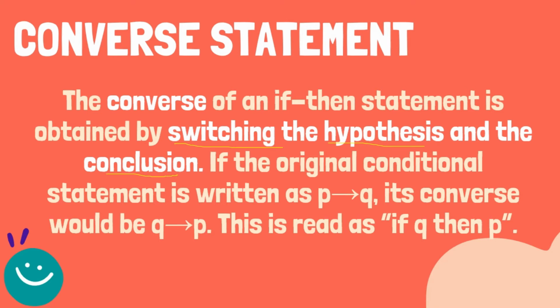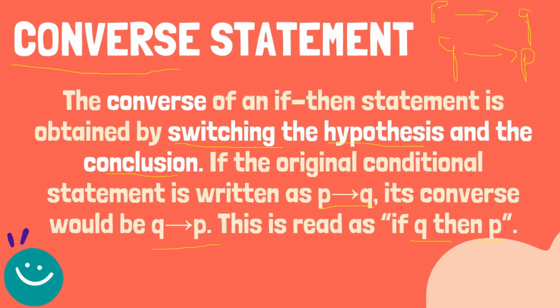If the original conditional statement is written as P implies Q, or P arrow Q, then its converse would be Q implies P, or Q arrow P. And that will be read as if Q, then P. So remember, in the converse, you simply reverse our P arrow Q. It becomes Q arrow P. That is the pattern of the converse statement, and you read it as if Q, then P.